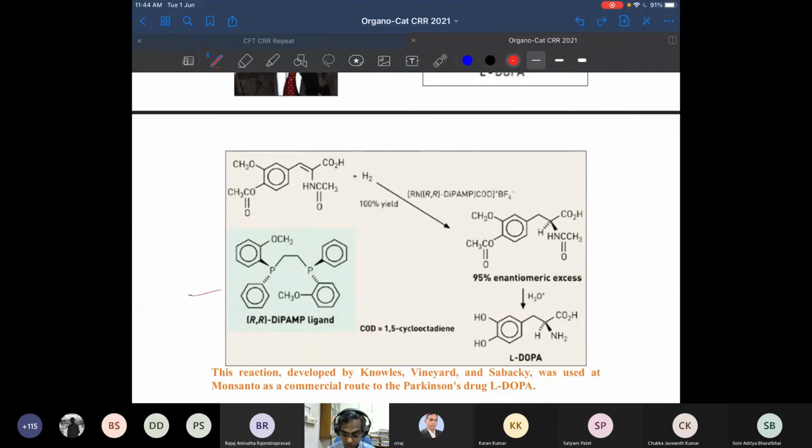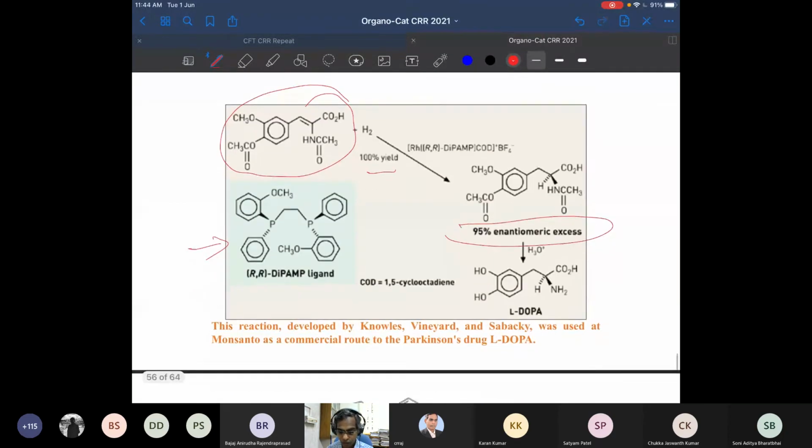Now, what do we call this? DIPAMP. Don't bother about the nomenclature. I can give it, but it's not required for you. It's a chiral ligand. You start with this, and you are getting 100% yield. Basically, it is a simple homogeneous catalytic reaction involving Wilkinson catalyst. The metal center is rhodium. The process and concept are the same, but only the ligand is changed. As a result, you get 95% enantiomeric excess of the L-DOPA.